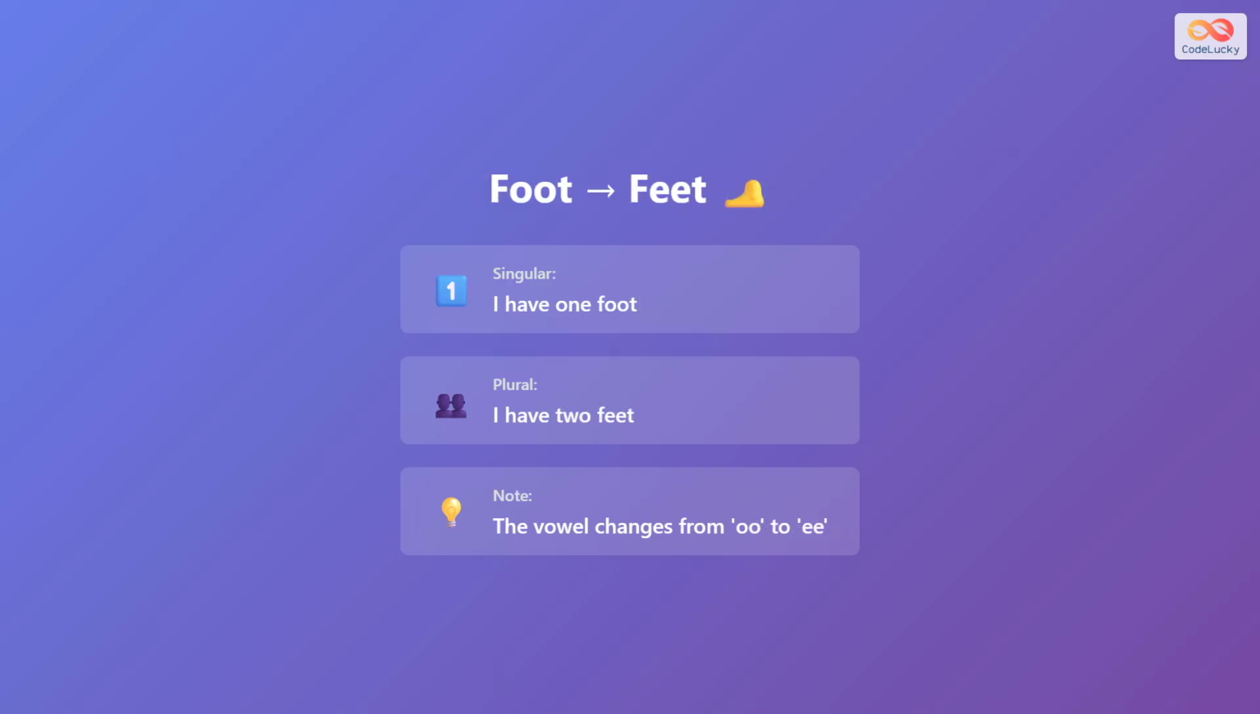The next word is foot. The singular form is foot, which is the part of your body at the end of your leg that you stand on. When we have more than 1 foot, the plural form is feet. The vowel sound changes from a double O sound to a long E sound. For example, you might say, I have 1 foot, or I have 2 feet. Babies learn to use their feet when they start to walk.